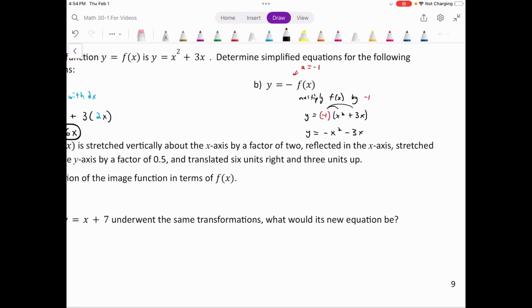And so if we reflected this in the x-axis, it would end up just looking like the parabola y equals -x squared minus 3x, right? This is the equation of the parabola that we get if we reflect this one in the x-axis.